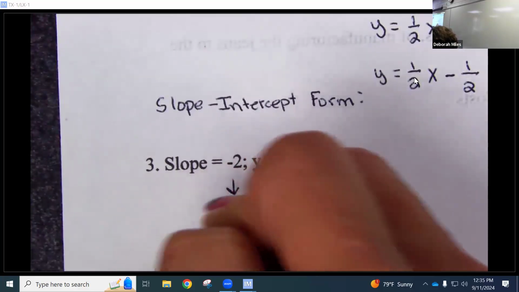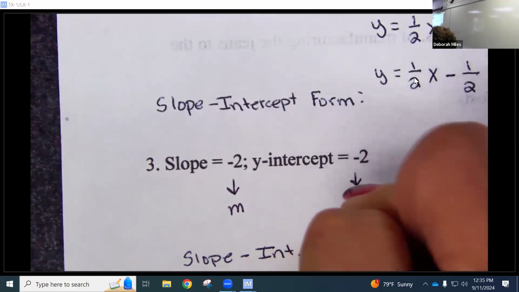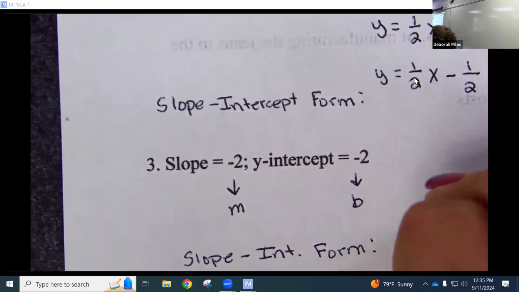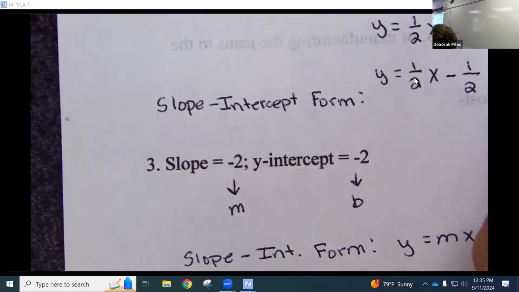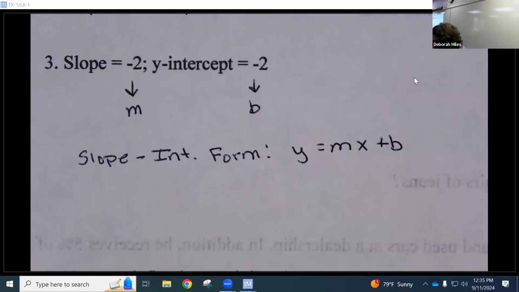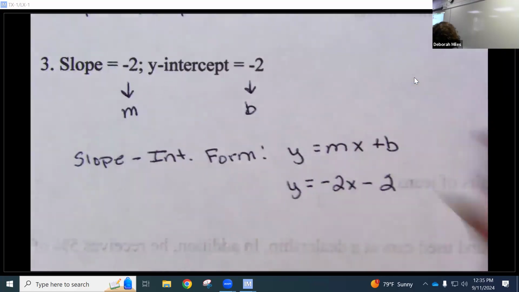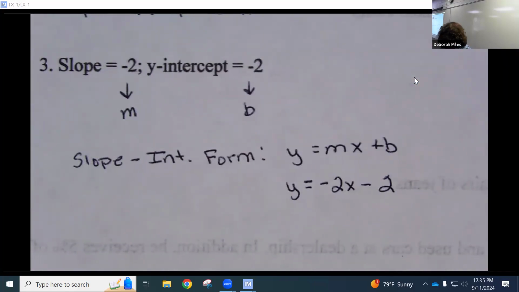So slope-intercept form, y equals mx plus b. If I put -2 in place of the m and -2 in place of the b, I'll be through with this one. y equals -2x minus 2.